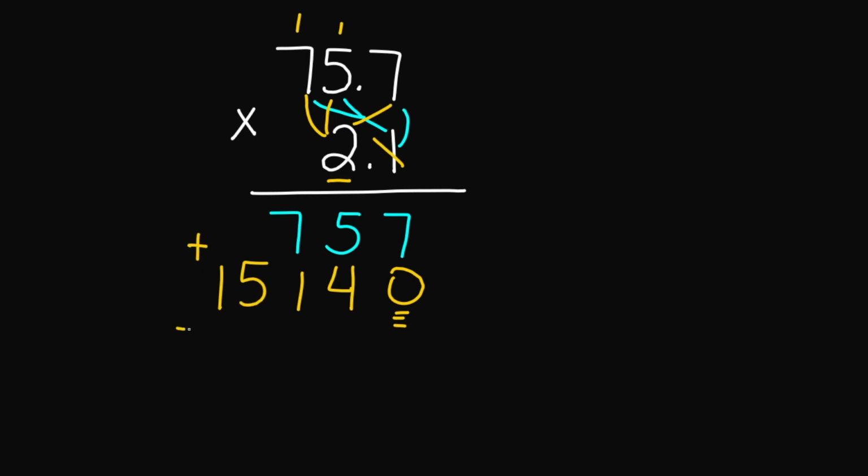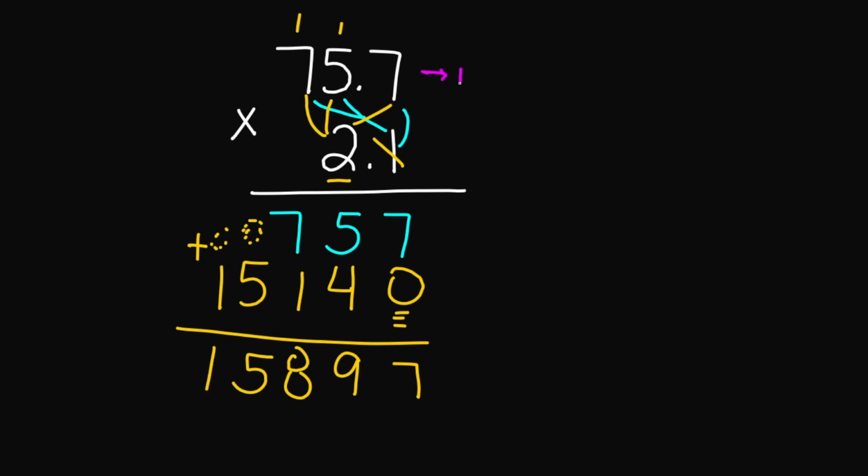Now we're going to add. 7 plus 0 is 7. 5 plus 4 is 9. 7 plus 1 is 8. Then you have your imaginary 0 here. 0 plus 5 is 5. You also have an imaginary 0 here. 0 plus 1 is 1. So this is 1 decimal place here. This is another decimal place right here. The total number of decimal places I need in my answer is going to be 2. So I'm going to go 1, 2, stop right here. So your final answer is 158.97.